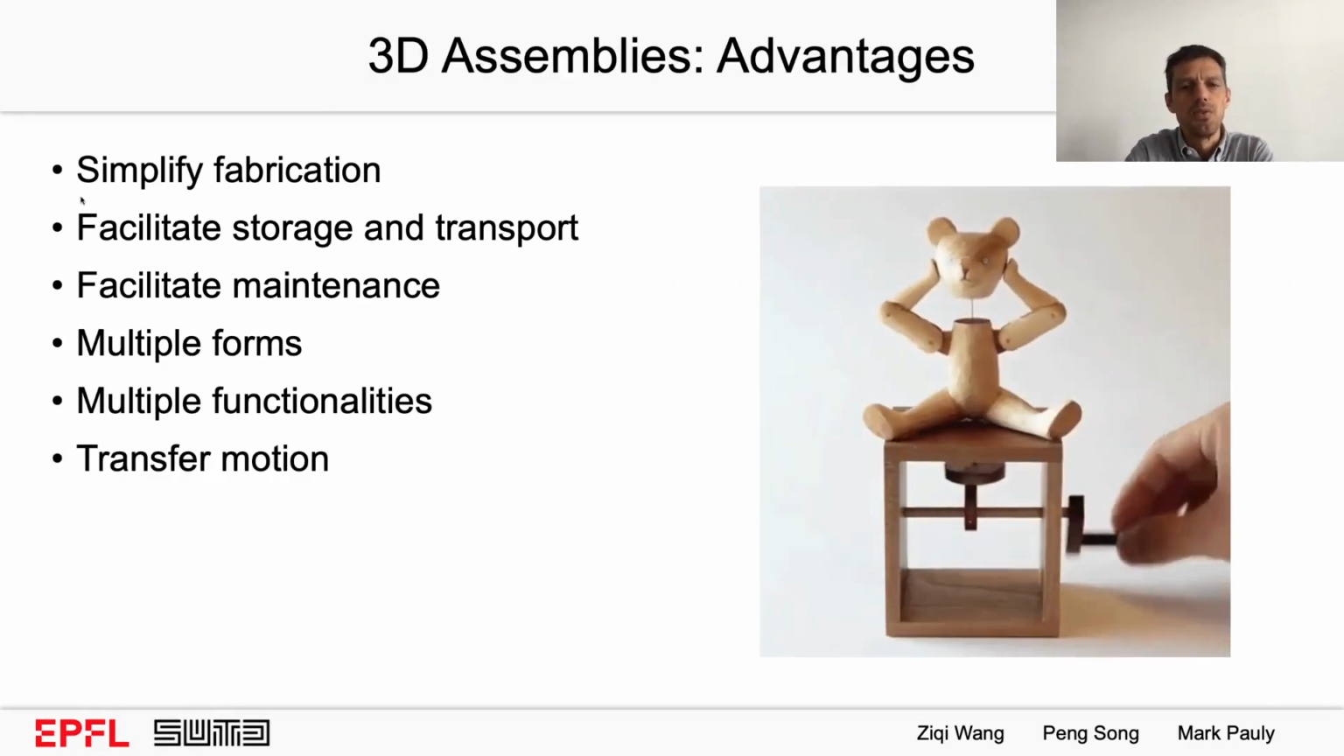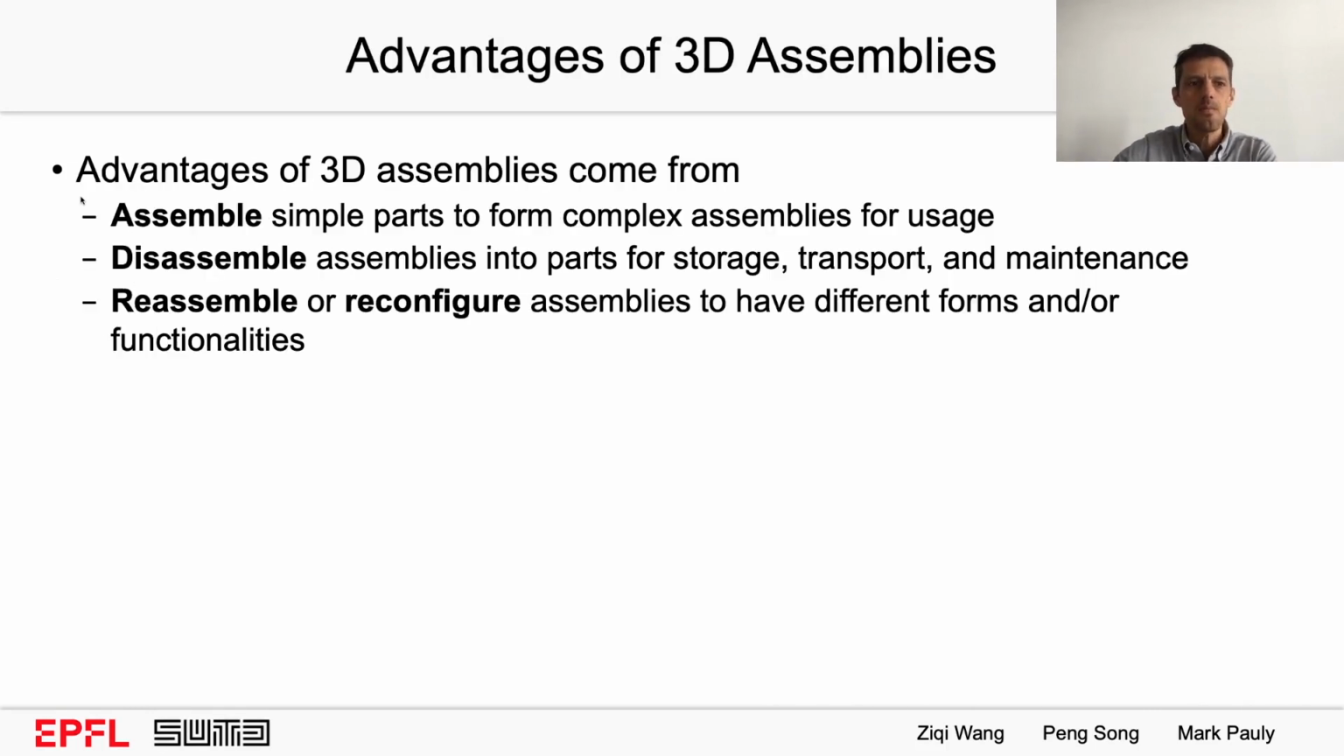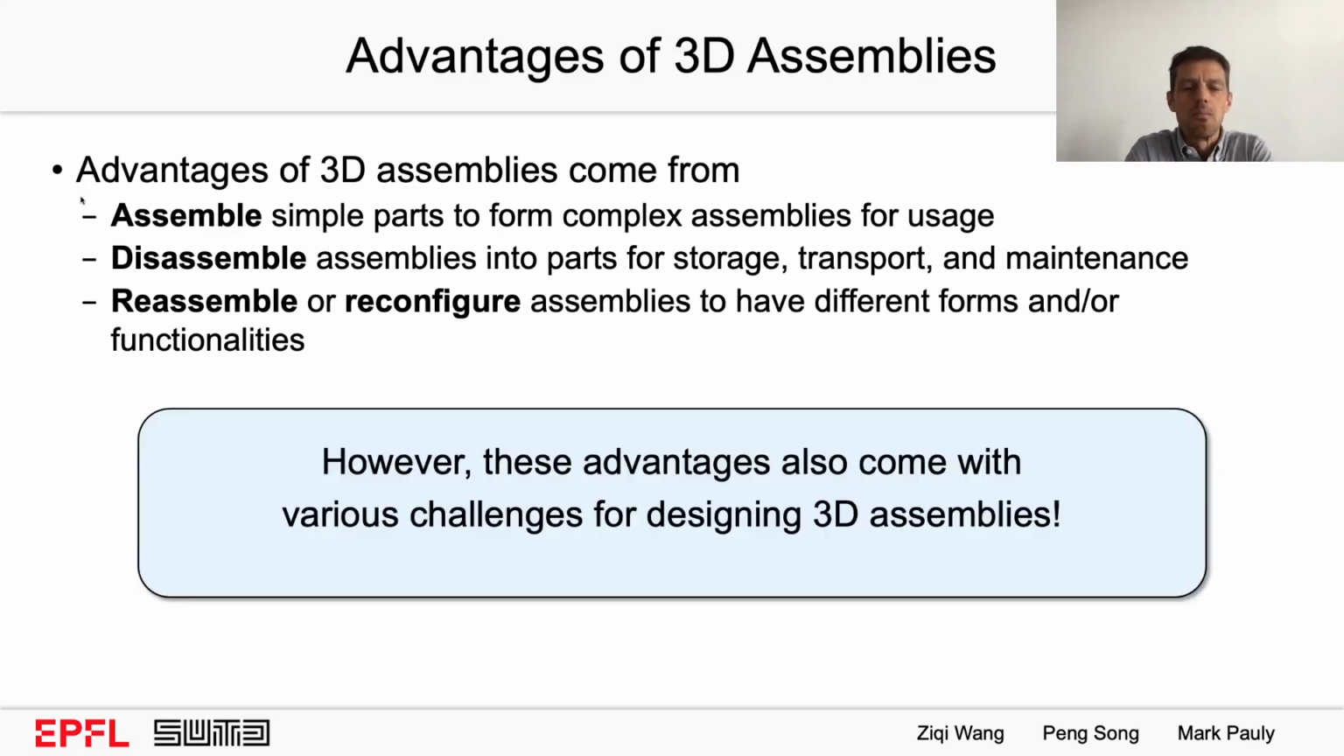Assemblies are also, of course, used in dynamic settings, for example, here to transfer motions. So, in summary, the advantages of these type of 3D assemblies come from the fact that we can take simple forms and aggregate them into complex shapes. They can be disassembled and rearranged, for example, for storage and transport, and we can reassemble and reconfigure assemblies to adapt their form or functionality. However, these advantages also come with various challenges for design. So let me quickly walk you through these design challenges.